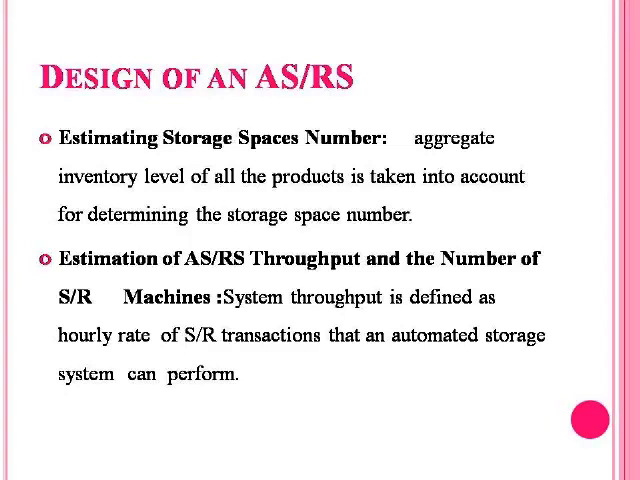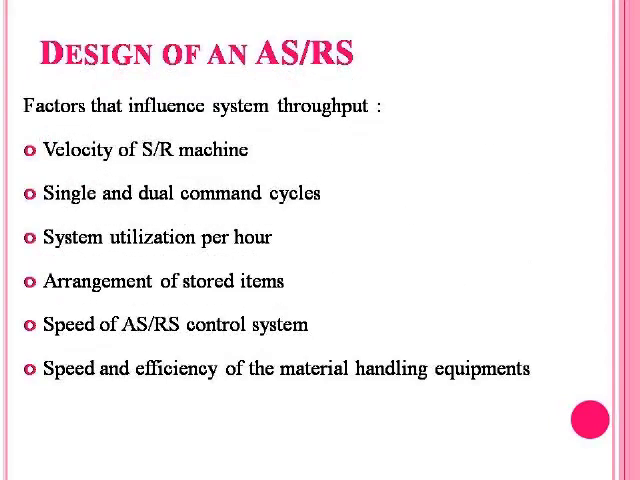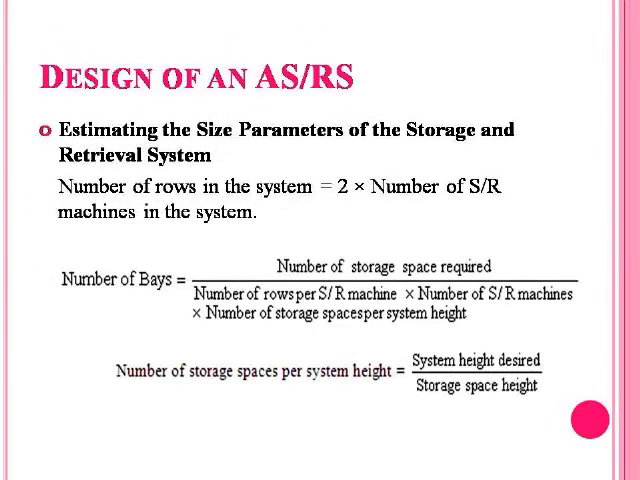Estimation of ASRS throughput and number of SR machines. The system throughput is defined as the hourly rate of SR transactions that an automated storage system can perform. Design of an ASRS system: the factors that influence the system throughput are velocity of the SR machine, single and dual command cycles, system utilization per hour, arrangement of stored items, speed of the ASRS control system, and speed and efficiency of the material handling equipment.